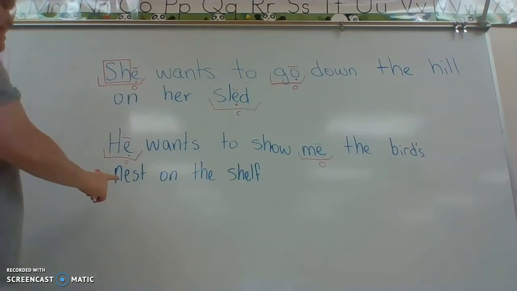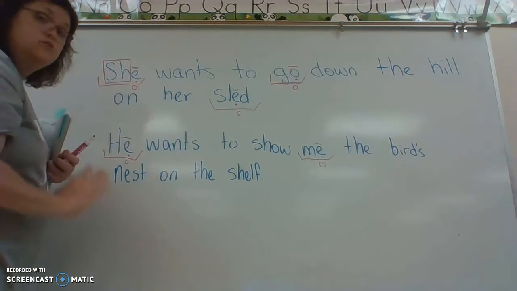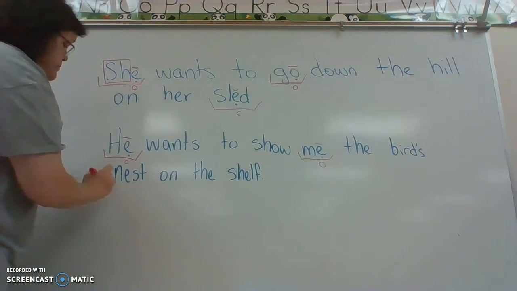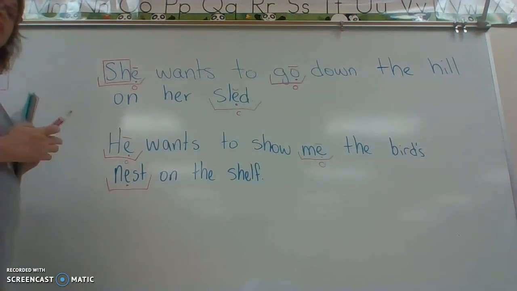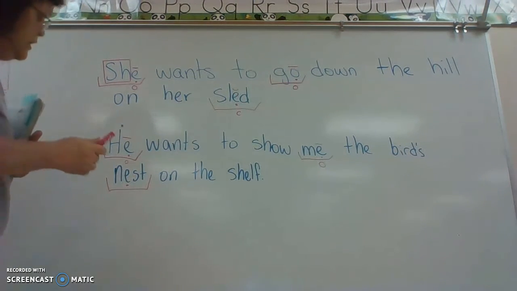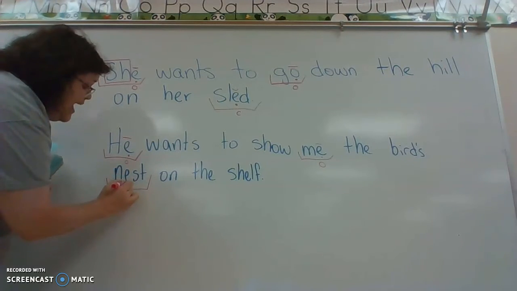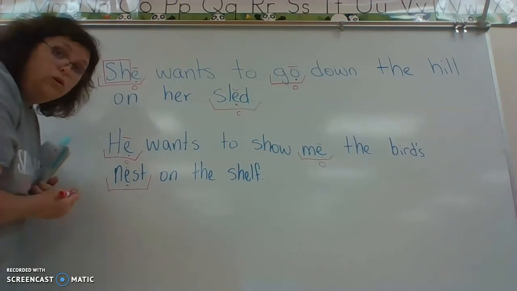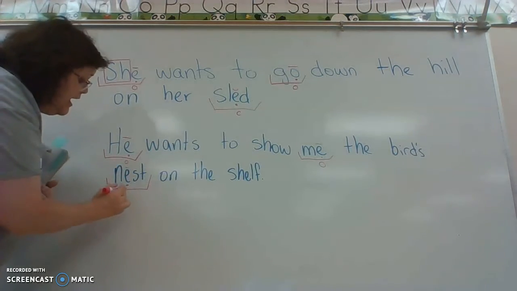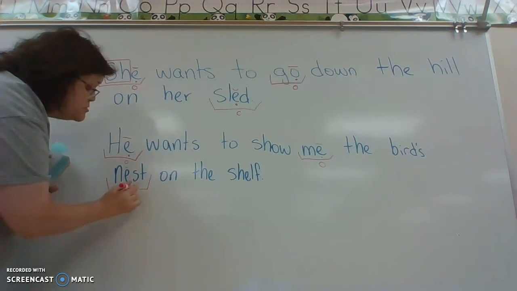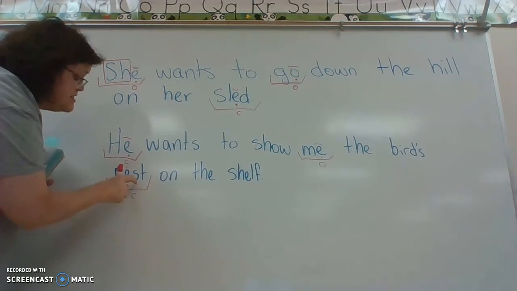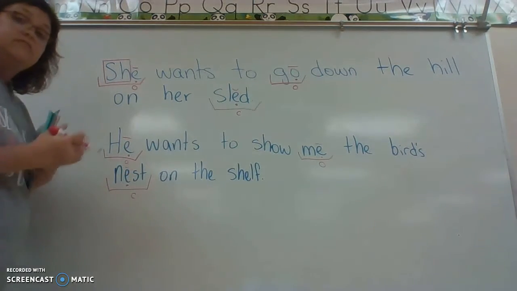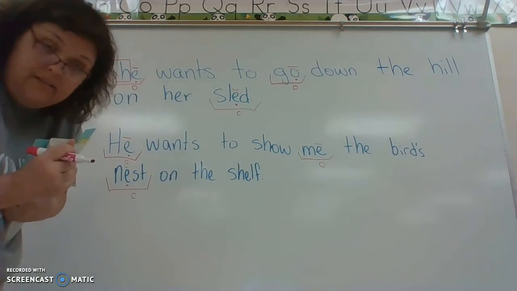The next word is nest. Nest is one syllable. Nest has one dot underneath the E because that's the vowel. It says eh, eh, eh. So we're going to give it a breve because that's a short vowel symbol. And that means it is a closed syllable because it has the S and the T to keep it nice and safe. It's nice and closed in.